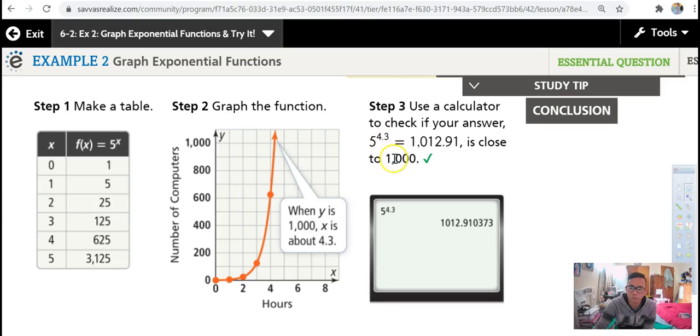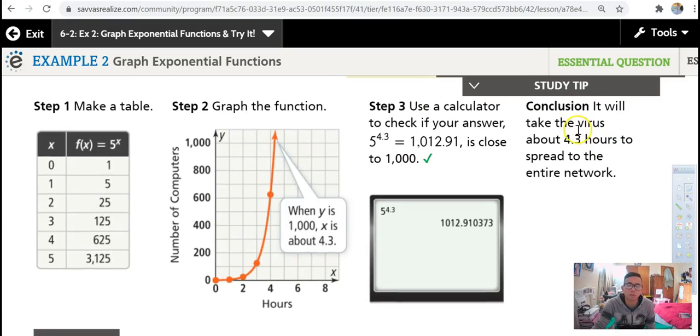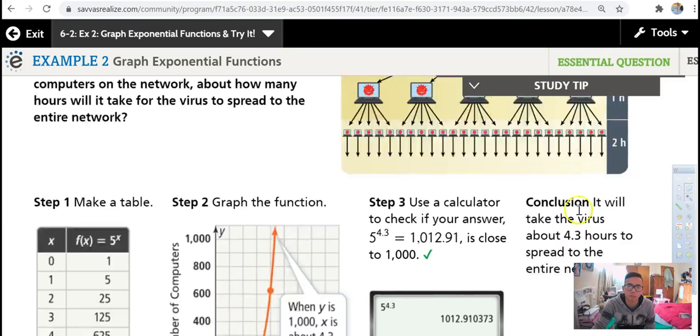So maybe I can try 4.2. If we have 5 raised to 4.2, it comes to 862. So 4.3 is the closest to our answer there. So our conclusion is that it will take the virus about 4.3 hours to spread to the entire network.